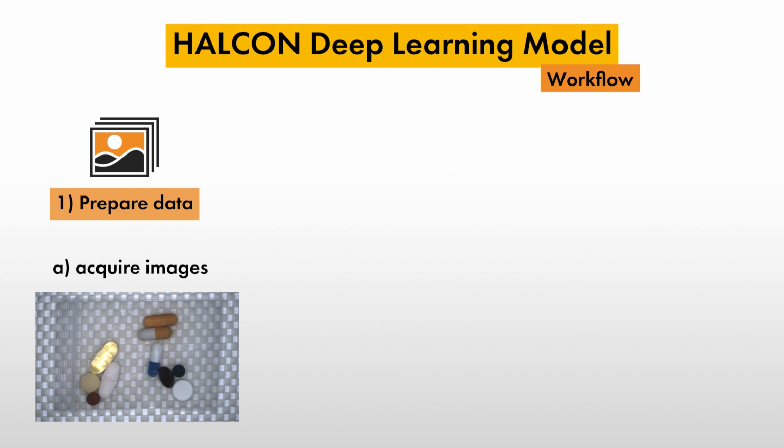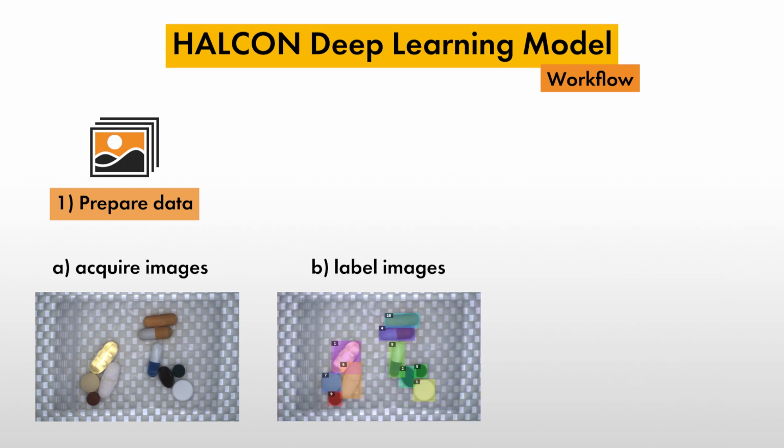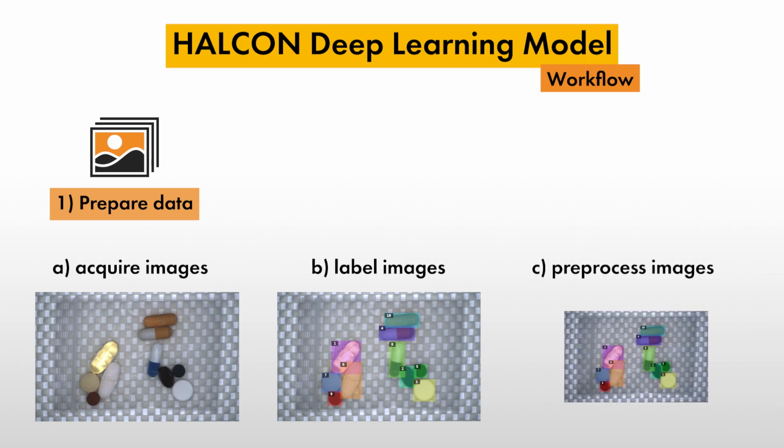After acquiring the images, we need to label them. Since the data needs to conform to model-specific parameters, like the image size and the gray value range, the images are then pre-processed.